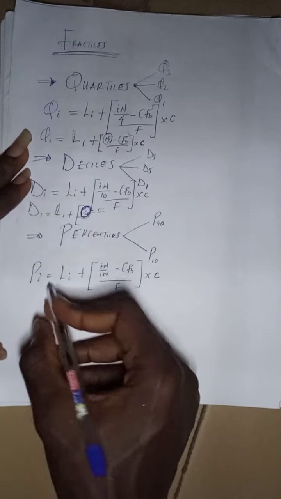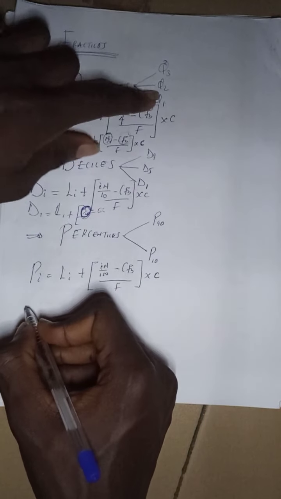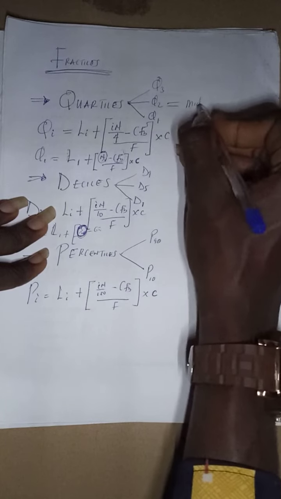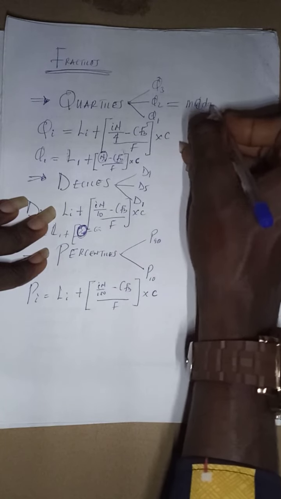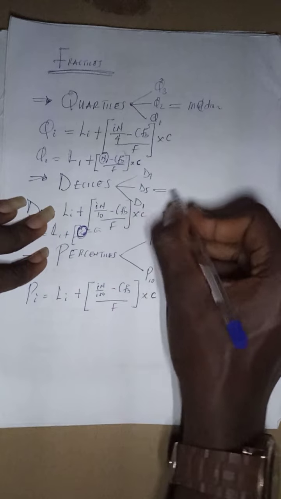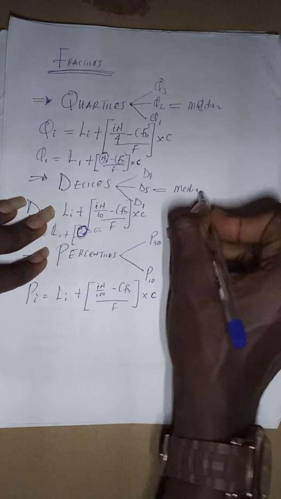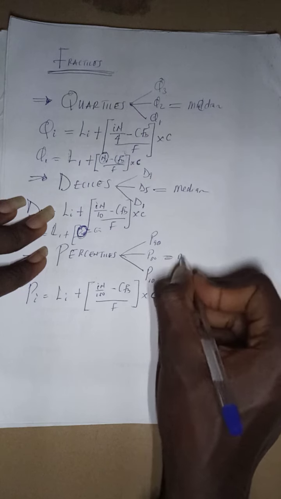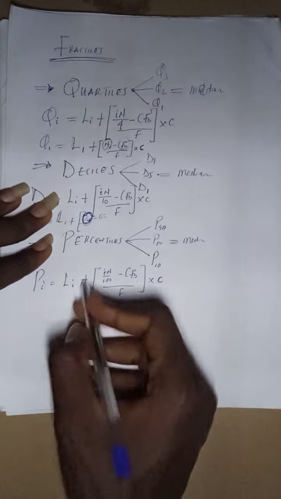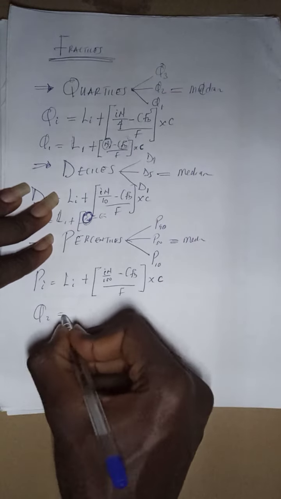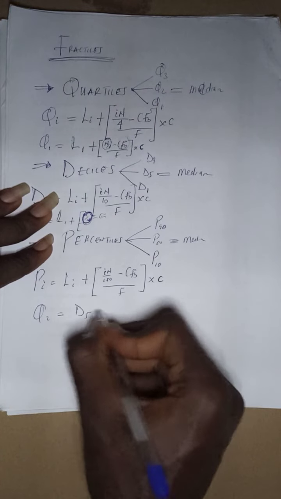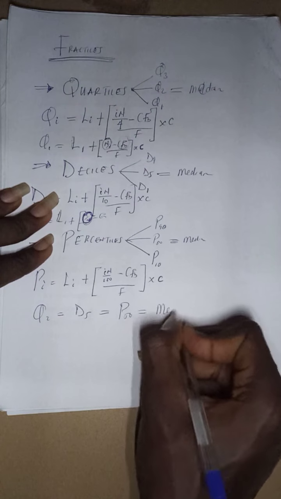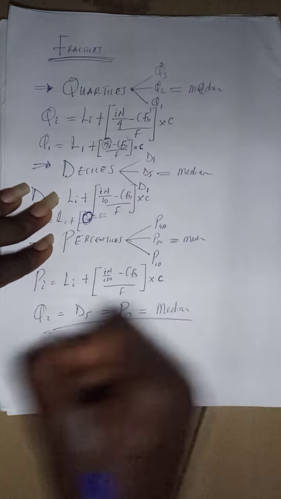But there are some relationships that exist between these things. Do you know that if I find Q2, this Q2 is also known as what? Middle quartile. It's also known as the median, rather. We call it the middle quartile, right? We call this one the middle decile. This is also the median, okay? P50, which is the middle, is also what? Also the median. So therefore, it is clearly seen that Q2 is always equal to D5, is always equal to P50, and is always equal to the median. So take note of this.